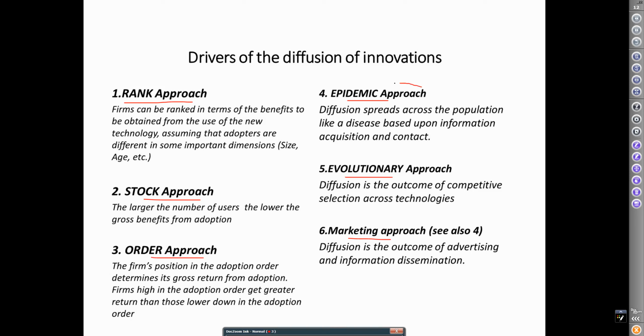My dear colleagues, right now you know that we have this story with the coronavirus across all of the world. And this is an example of the academic approach, because the diffusion of innovation spreads across the population like a disease, based upon information acquisition and contact. Right now, what may happen? You know that most of the industries suffer from the coronavirus this time, and more companies are developing new online technologies very fast right now. This is the academic approach. Why not? This is the diffusion of innovations. This is a good example.